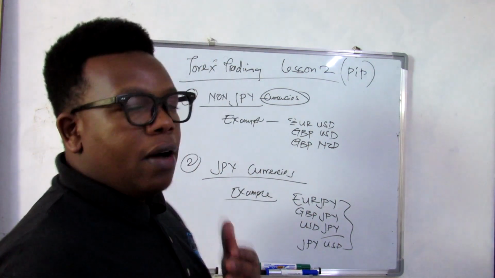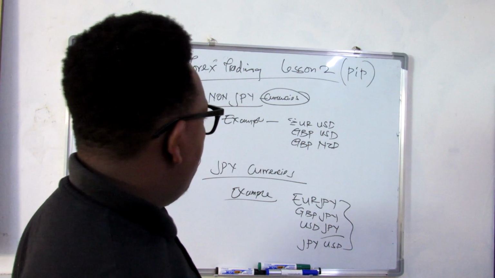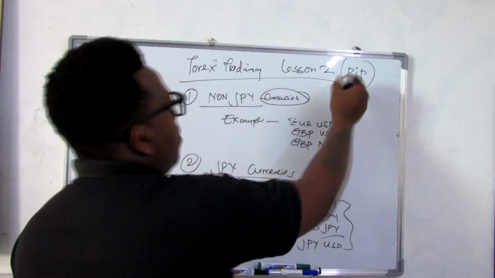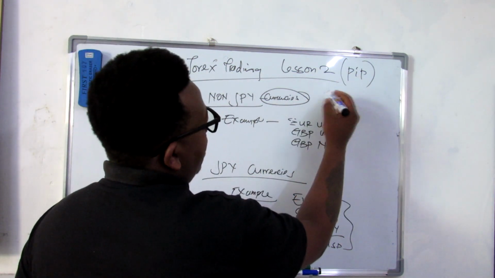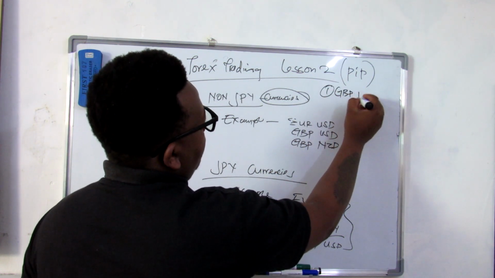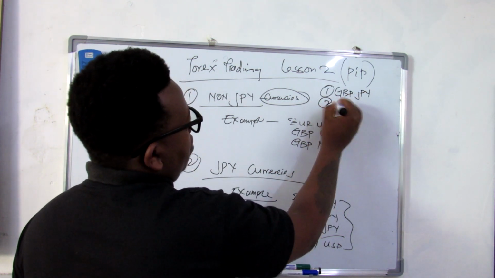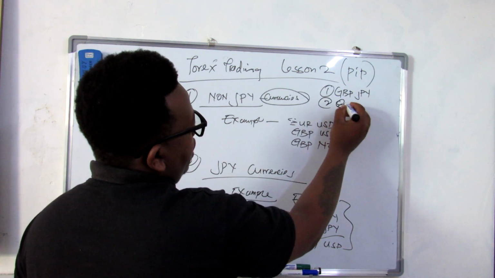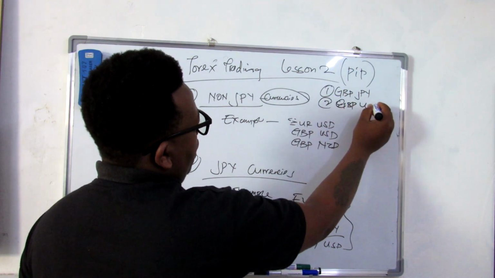For my case, for people who are curious which currency pair I normally trade, my favorites are just two, but I mainly get to trade GBP JPY, but sometimes I also trade GBP USD.